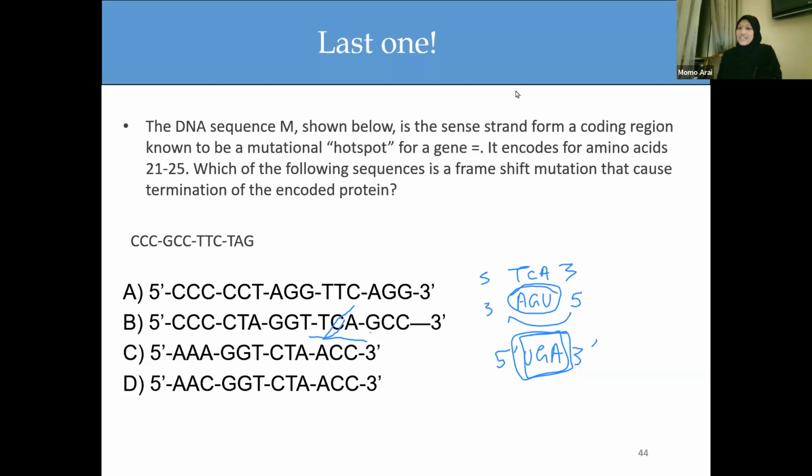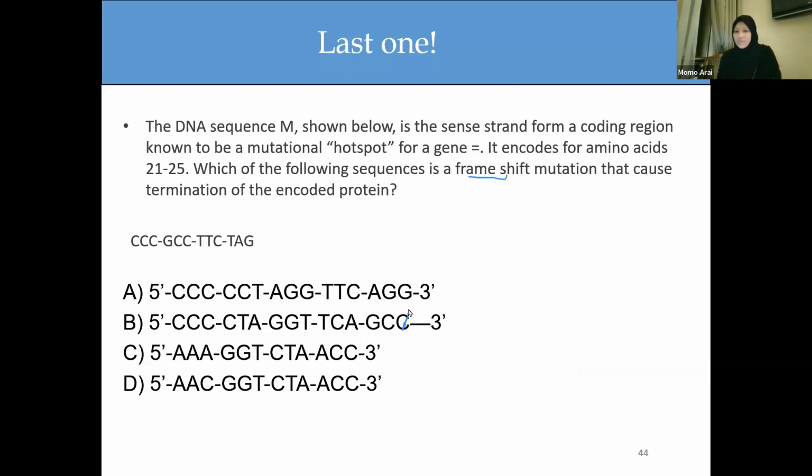It's unlikely that they'll confuse you with frame shift and so on. They might remove this, for example, then it would be frame shift for sure, because now it's a different sequence, or for example like this. But again, did you guys understand why it's B? It's the only one with a stop codon. How are the options related to the sequence they gave us?